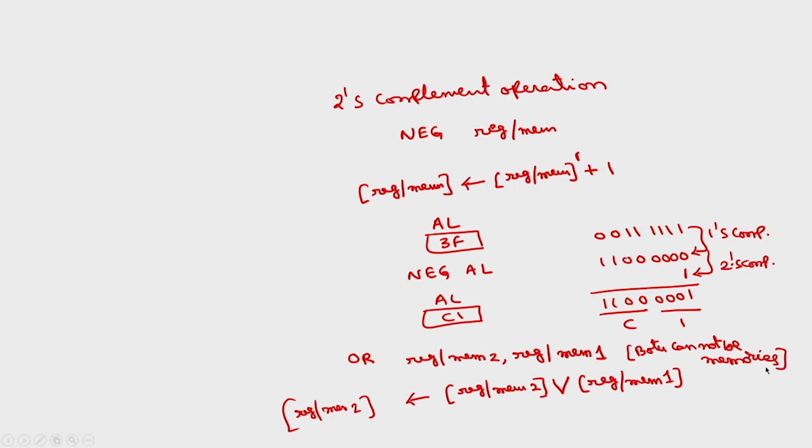Again, the memory means the memory location which can be accessed by using any of the addressing modes. If I give an example of this OR operation, if I write OR AH comma contents of say BX. So this is destination is register, source is memory.